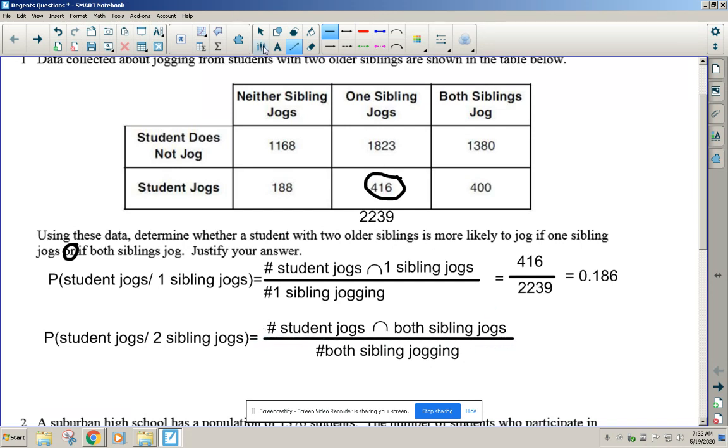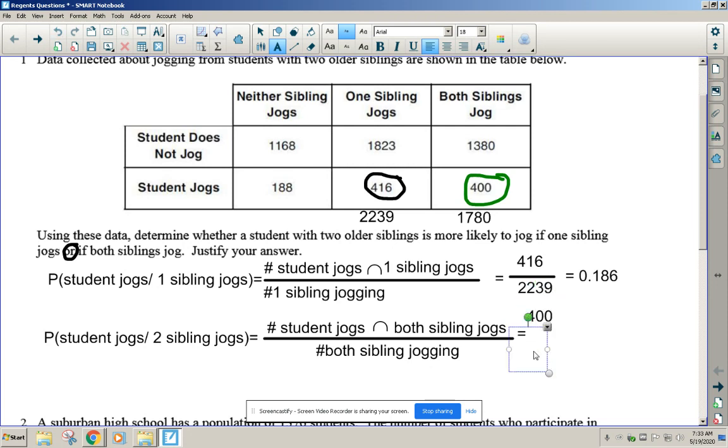And so now what I need to do is add up both siblings jog, and the total that both siblings jog is 1,780. So this now is going to become 400 because the overlap on this one, let me again show the overlap, I'll use green. The student is going to jog and both siblings jog. That's my overlap, that's my top now. And my bottom is the 1780. So again, my top is 400 and my bottom is the 1780.